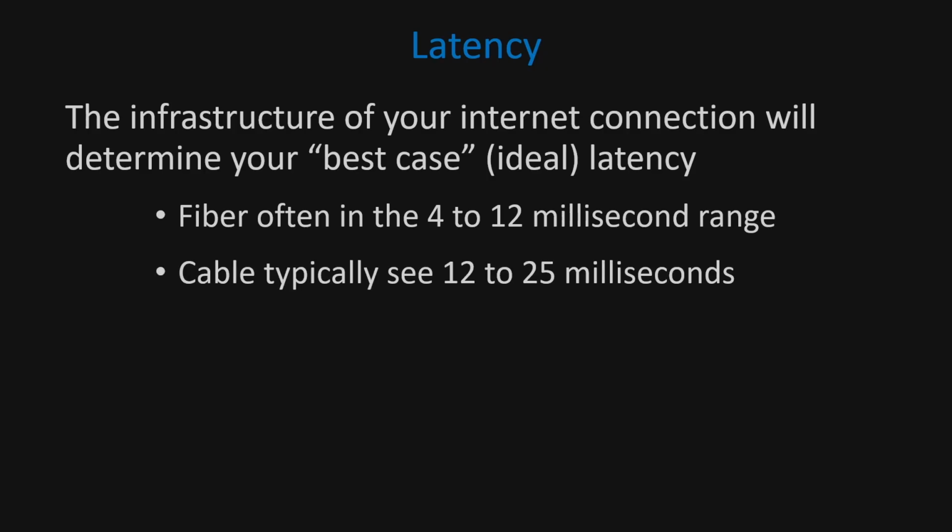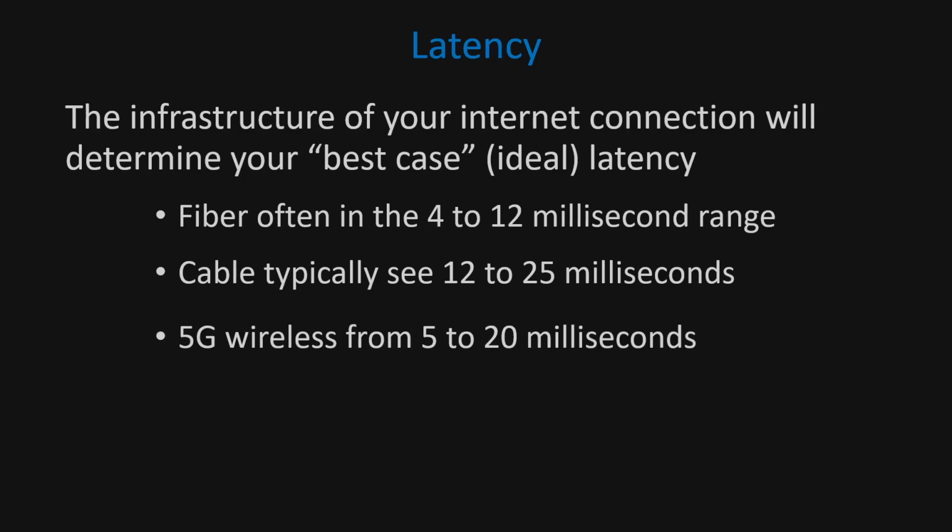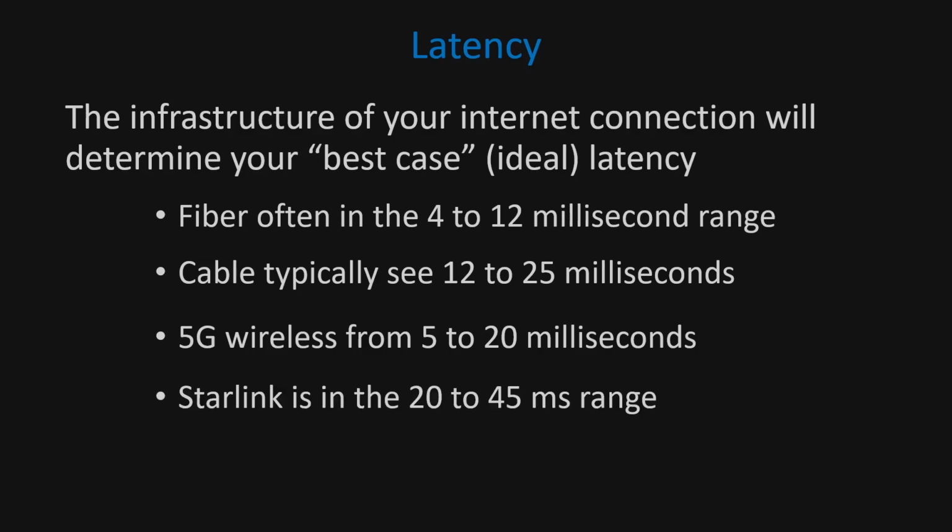Cable best case typically will be 12 to 25 milliseconds for latency. 5G wireless like T-Mobile, Verizon, AT&T wireless, your latency can vary anywhere from 5 to 20 milliseconds. Once again, wireless is one of those environments where it's a shared medium, so depending on congestion and other conditions, the latency values can vary widely.